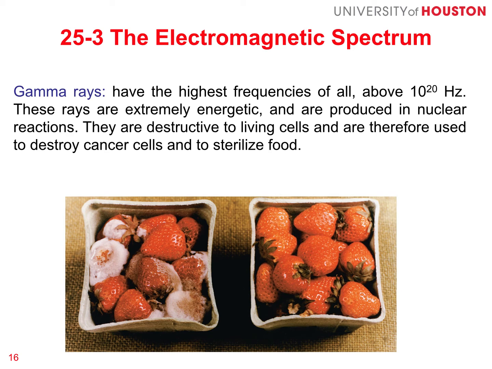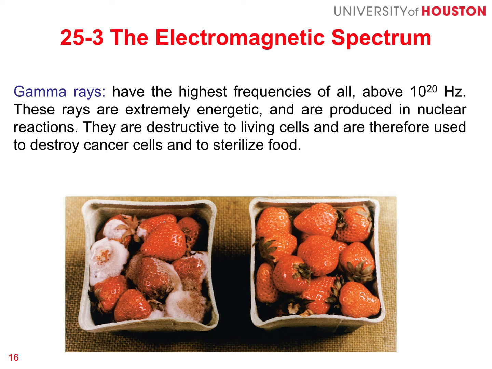Gamma rays have the highest frequencies, which correspond to frequencies of 10^20 Hertz or more. They are extremely energetic and usually produced in nuclear reactions, which we will see when we move on to chapter 32. They are also destructive to living cells. In this example, we show how they can be used to sterilize food.